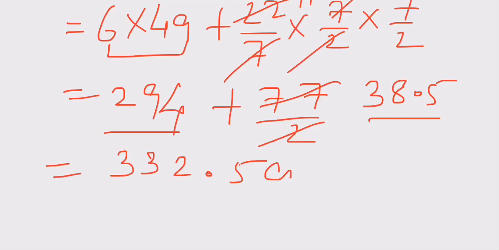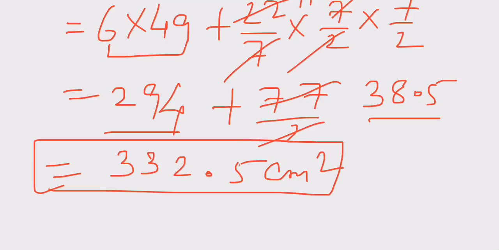So this is the area of the combined solid, that is the cubical block and the hemisphere mounted on the cubical block. I hope you enjoyed the video and understood the complete solution.